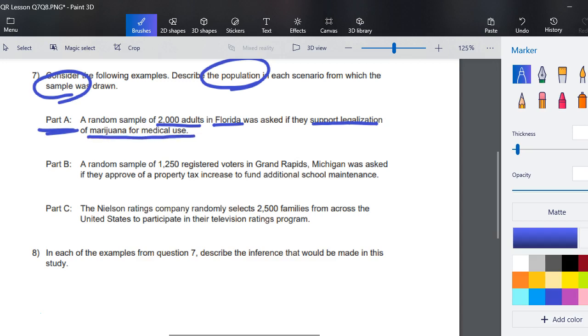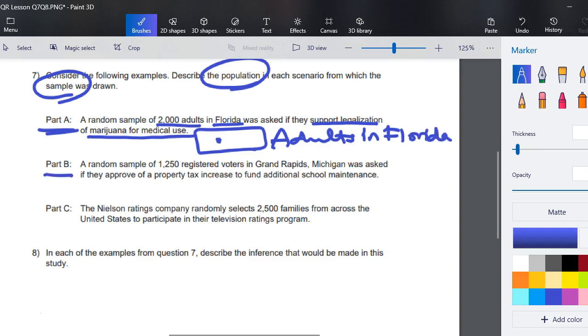As you are looking at this, you're trying to think broad. The 2,000 adults are in Florida and they've been asked a question. But what are the 2,000 adults a sample of? I believe we can say they're a sample of all of the adults in Florida.